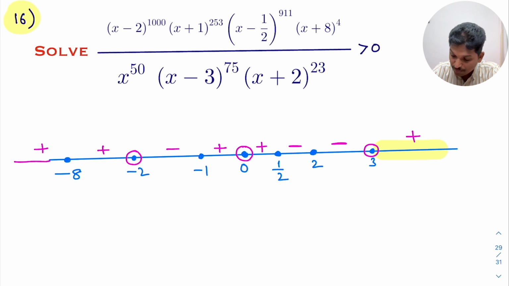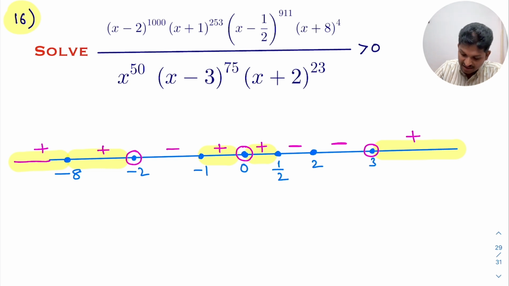Okay, I'll mark this. Here positive sign is there. Here positive sign is there. Here also positive sign is there. Here positive sign is there. Here positive sign is there. You observe here strictly greater than is there. As strictly greater than is there, these are not a part of the solution. These numbers minus 1, minus 8, these are not part of the solution.